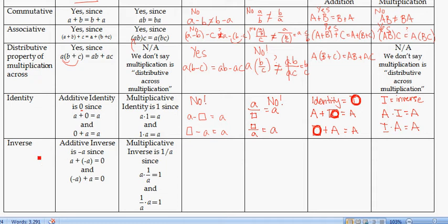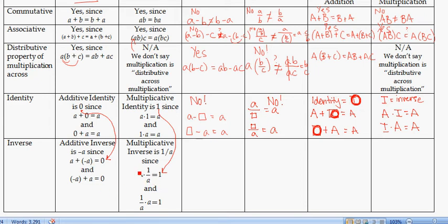Okay, finally, inverse. This is a long video, I apologize. All right, inverse is what do you have to do to get back to the identity, right? So since 0 is the identity, we're trying to get back to 0. So for addition, you want to add the opposite of the number. For multiplication, you want to get back to 1. So you want to multiply by the reciprocal of whatever number you started with.